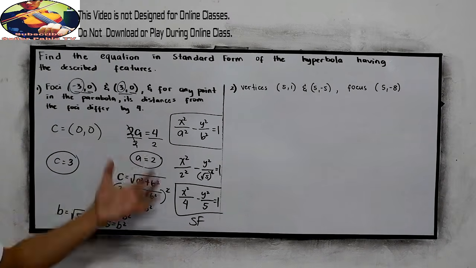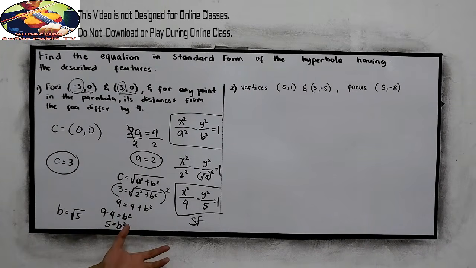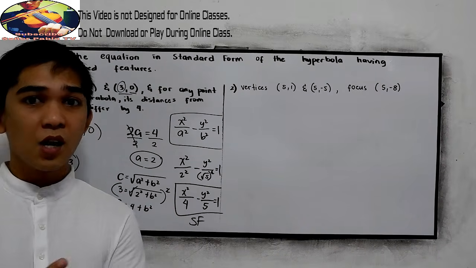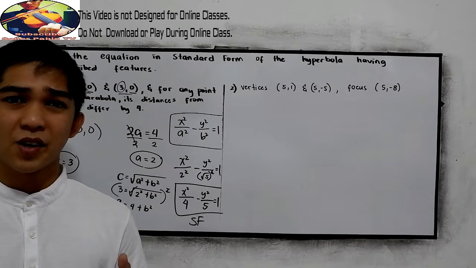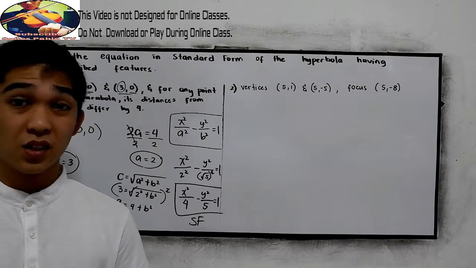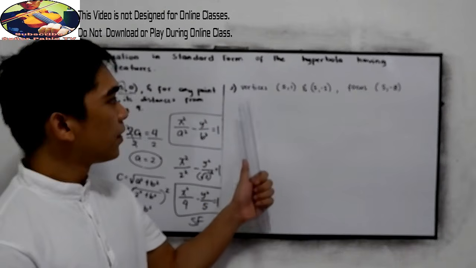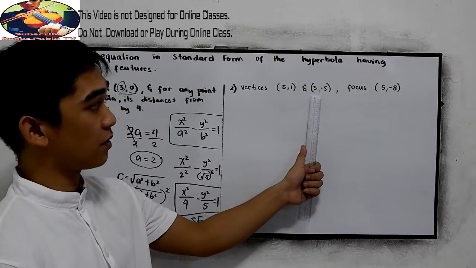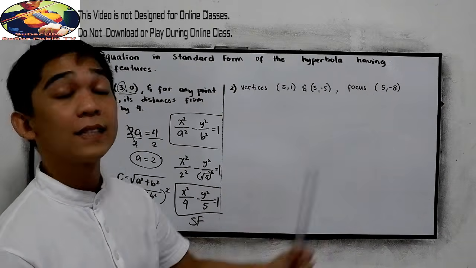So in order for you to come up and solve this problem properly, you need to first master the introduction of our hyperbola. Of course, our table, if our center is located at 0, 0 or at h, k. Let us proceed with example number 2. The vertices are 5, 1 and 5, negative 5, and the focus is 5, negative 8.